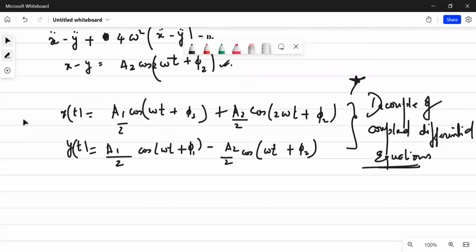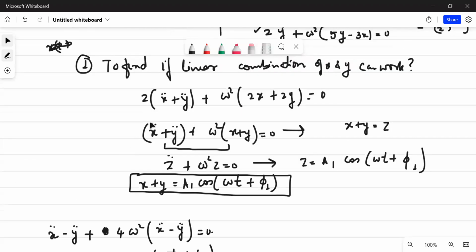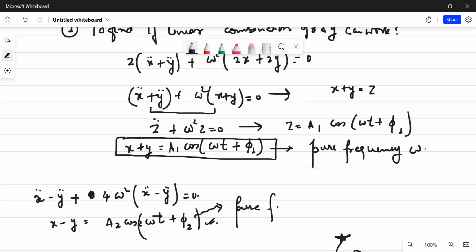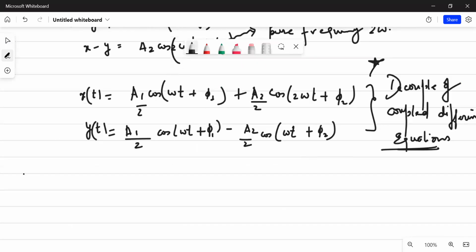What one needs to see is that this differential equation is in x minus y and x plus y. So you can see that this coordinate is oscillating with one pure frequency, that is omega, and there is another pure frequency, 2 omega, here. Is that clear? Frequency 2 omega. Okay. So you can expect a very nice sinusoidal behavior for x plus y and x minus y. These two functions are called normal coordinates.